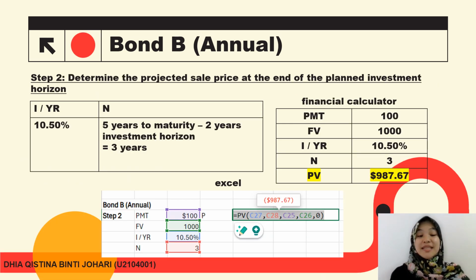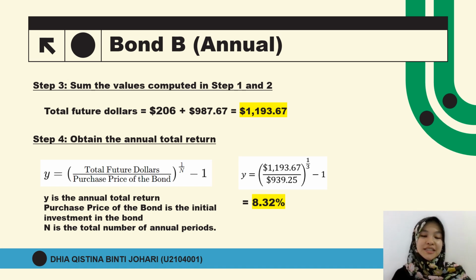And then we need to proceed with step 2, which is determine the projected sale price at the end of the planned investment horizon. And like I stated before, there are 2 calculations you can use, which is using Excel and the financial calculator. And I'm using Excel, using the formula PV, insert the data, and I double check with my financial calculator, and the answer resulted to $987.67.